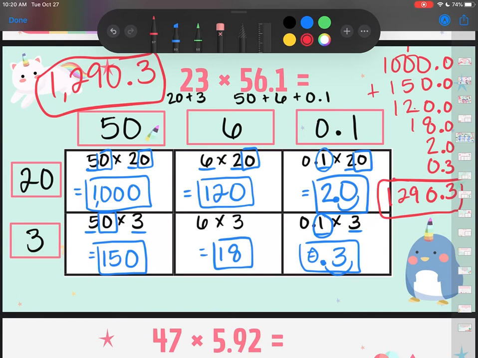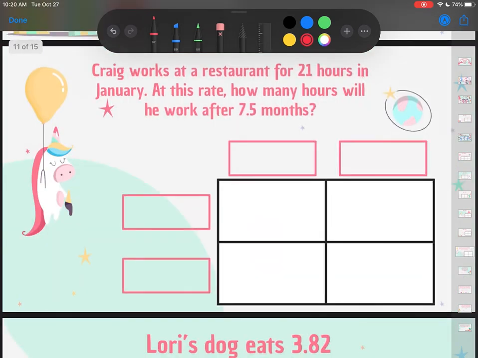Let's look at one more problem. Let's look at this word problem. It says, Craig works at a restaurant for 21 hours in January. At this rate, how many hours will he work after 7.5 months? So, that sounds like a multiplying, right? They give us the amount of hours in 1 month, right? We're trying to find how many total hours after 7.5 months. So, we're going to do 21 times 7.5.